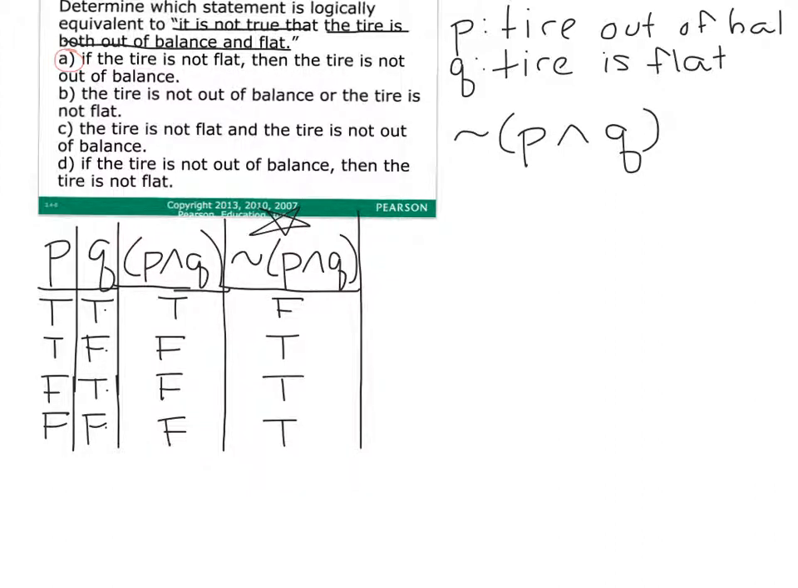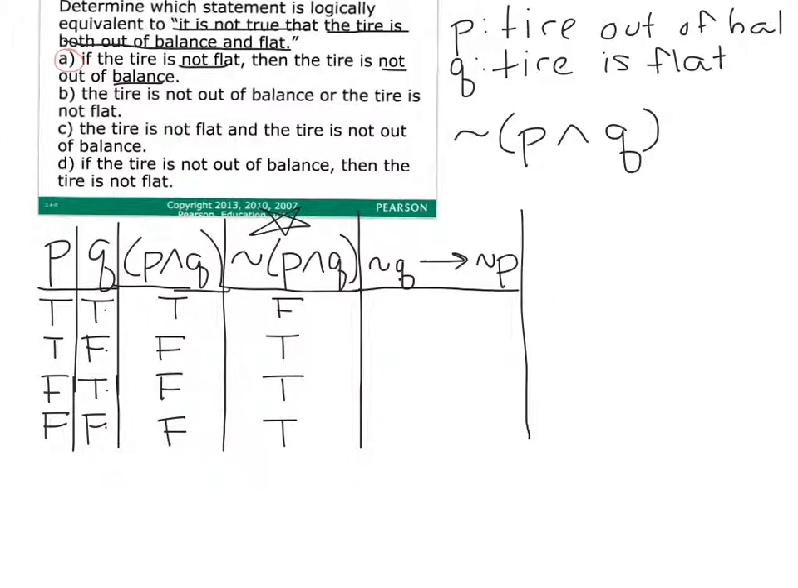Okay, so part A says, if the tire is not flat, then the tire is not out of balance. Okay, so notice that that is an if-then statement. Okay, so that's going to be your little conditional arrow. If the tire is not flat, then the tire is not out of balance. Okay, now notice the first thing they want is for the tire to not be flat. So you're first going to have to negate Q. Let me erase that because Q is a flat tire. So we'll first negate Q, and then we want the tire to be not out of balance. Well, being in balance is P, so we'll have to negate P.